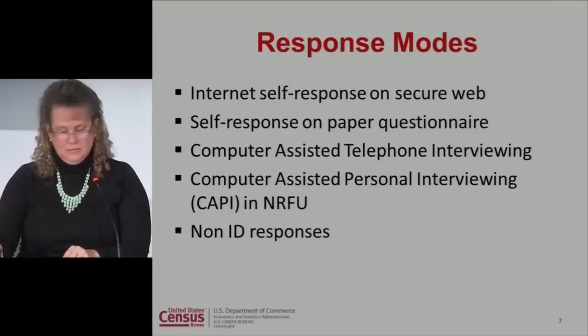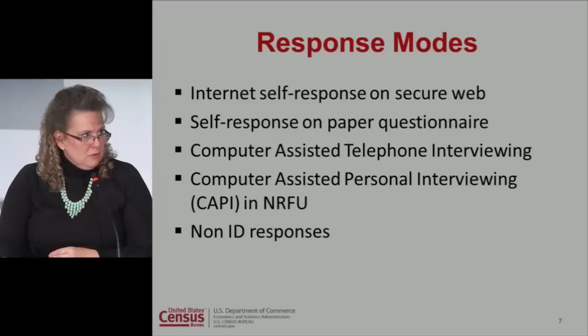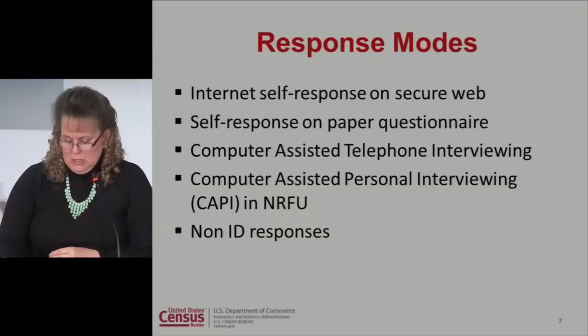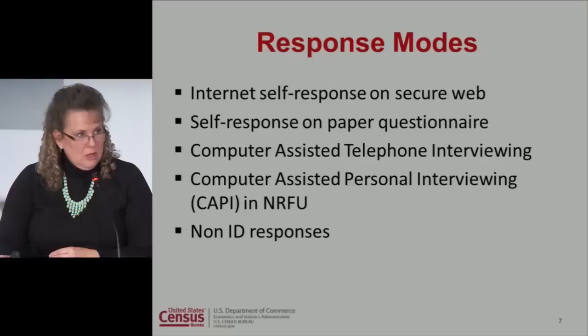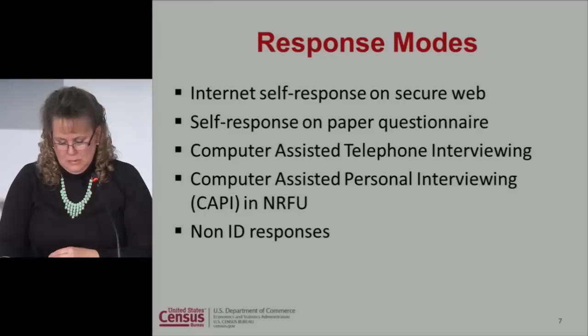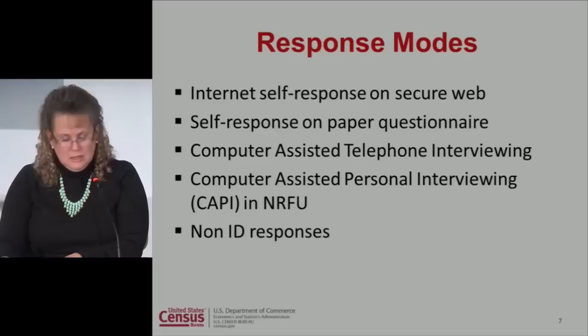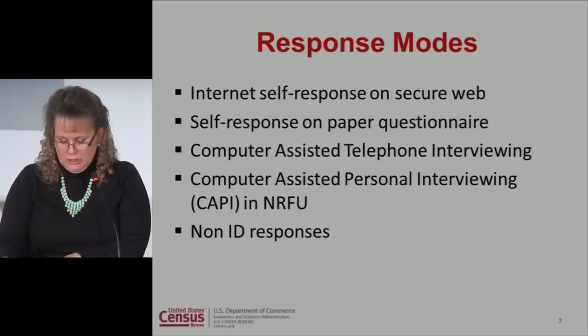The test will employ four response modes: an internet response mode, self-response with a paper questionnaire, computer-assisted telephone interviewing, meaning telephone questionnaire assistance, and computer-assisted personal interviewing in non-response follow-up. In addition, the test will allow for responses from respondents who do not have a unique census ID at the time of the response. Accepting responses without a unique ID will allow us to test our ability to increase self-response rates and reduce respondent burden.